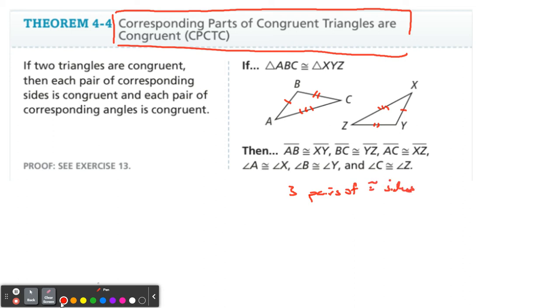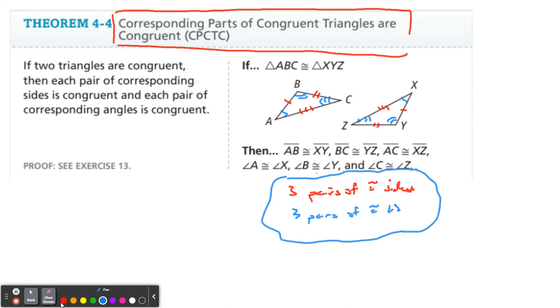You also have three pairs of congruent angles. Angle A and angle X, angle B and angle Y, angle C and angle Z. Three pairs of congruent angles. And there we go. So it's powerful if we can prove that the two triangles are congruent, and those listed pairs are right up here. CPCTC, huge idea. Okay. All right, let's do one example here, and then we'll move on.